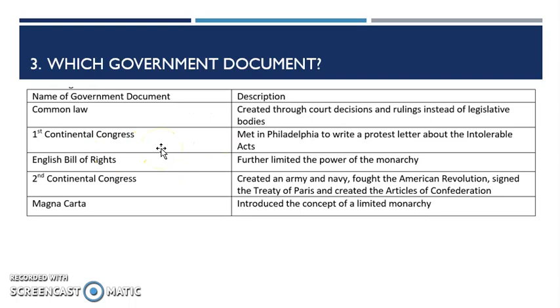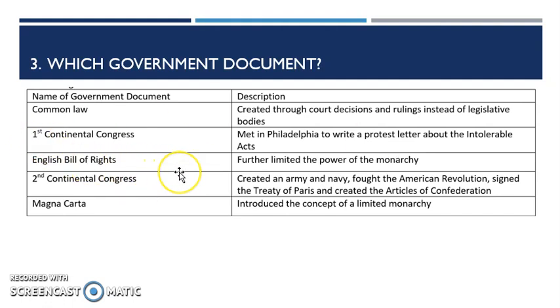First Continental Congress, they met in Philadelphia, and remember their meeting followed the whole Boston Tea Party. Thanks to the Boston Tea Party, the king has put the Intolerable Acts on the colonists. So they meet and they write a protest letter. The letter is asking the king and Parliament to get rid of these laws.